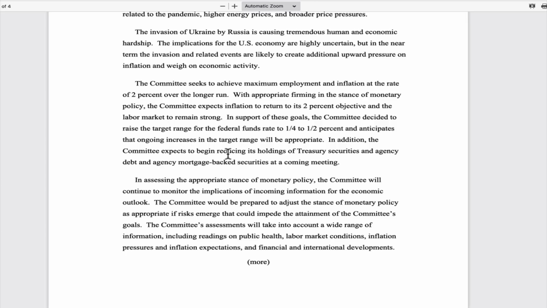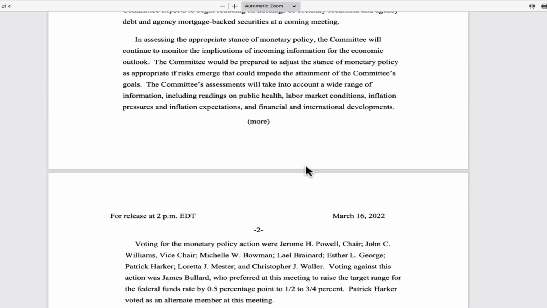In addition, the committee expects to begin reducing its holdings of Treasury securities and agency debt and agency mortgage-backed securities at a coming meeting. Now, they're not being very clear on what meeting it's going to happen, but at a coming meeting, that is not telling me next year. That's telling me, sometime in the next 2 or 3 meetings, this is going to start. Maybe not the next one. I don't know. But certainly, if we're going out 3 meetings, I would expect that it would be announced within those 3 meetings that that's going to happen. So there's a little more to it that you can read as well.